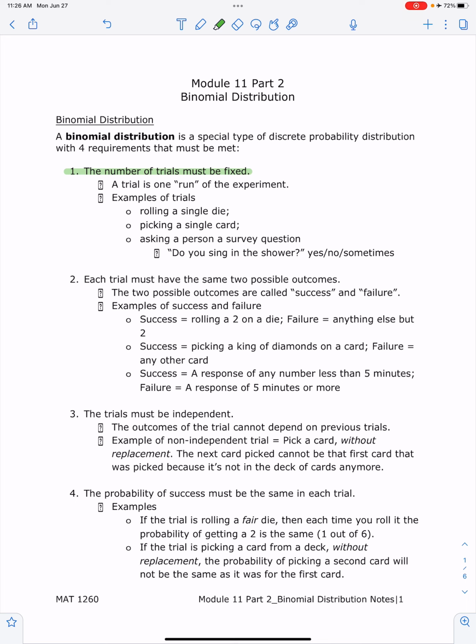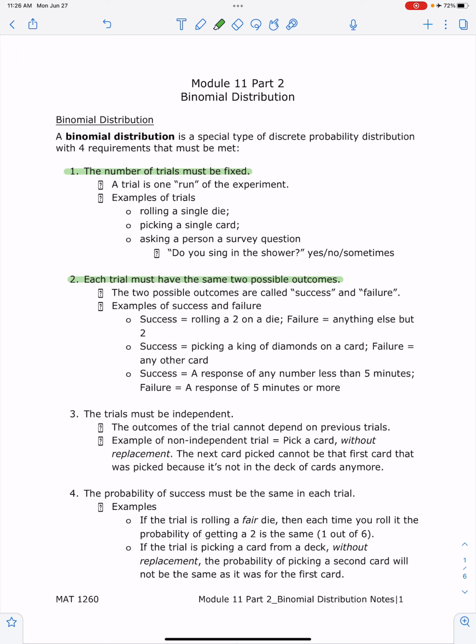Second thing, each trial must have the same 2 possible outcomes. It's important, binomial means 2. In a binomial distribution, we only have 2 options. One we're going to call a success, and the other we're going to call a failure. That does not mean that only 2 things can happen. It could be that I am rolling a die and my success is rolling a 1. Then my failure would be rolling anything else, anything that's not a 1.